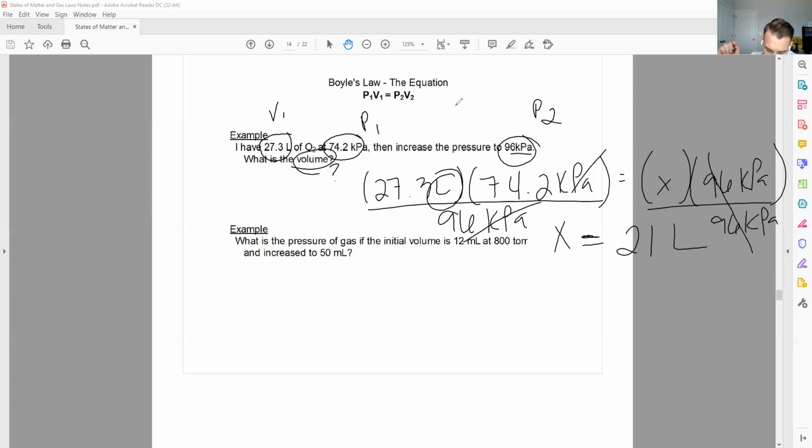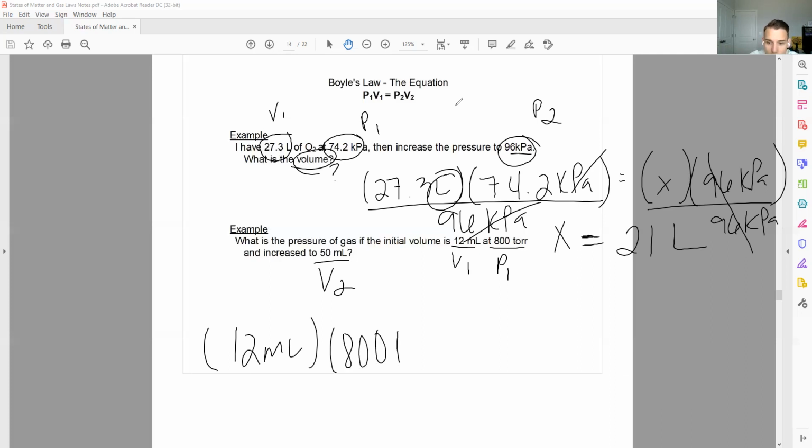What is the pressure of gas if the initial volume is 12 milliliters, so that's V1, at 800 torr? Torr, another unit of pressure, okay? So we don't really need to worry about any kind of conversion for that. But I want to know what is going to be the pressure when I increase it to 50 milliliters, and that's V2. So here I've got 2 volumes. As long as the units are the same, I can do this math, which they are both milliliters, so it's fine. No need to convert it into liters or do anything with it. It doesn't matter. As long as they're the same, they'll be able to cancel out.